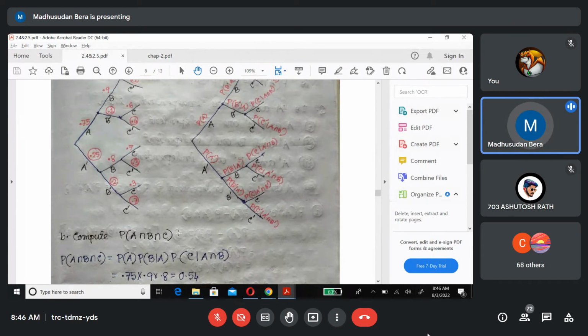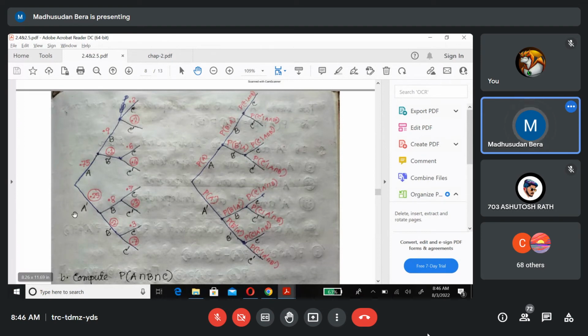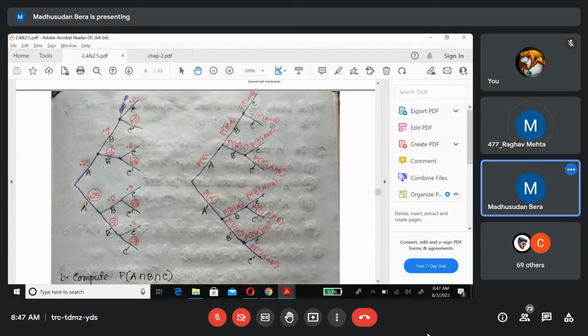See, A intersection B intersection C. So it is 3 generations. So 3 events are there: A, B, C. So P of A intersection B intersection C will be 0.75 into 0.9 into 0.8. Suppose it is asked to find P of A dashed intersection B intersection C. A dashed, B, C. So here 0.25 into 0.8 into 0.7. That way you can remember also.